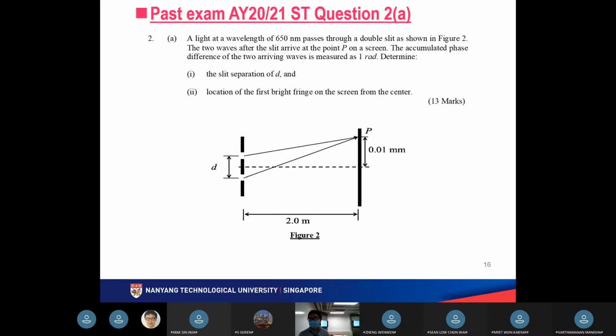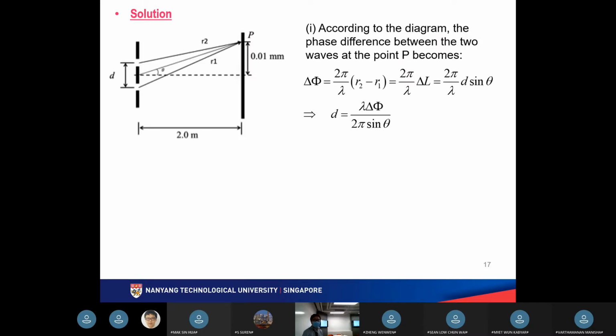First, it gave us an optical path difference. As I said, phase difference is always related to the optical path difference. 2 pi divided by lambda times the optical path difference is the phase difference.